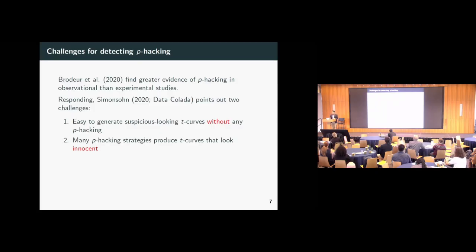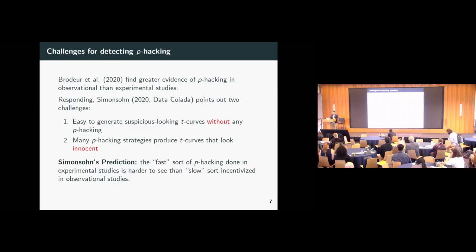The first problem that Simonsohn is pointing out here is that it's actually quite easy to generate very suspicious-looking t-curves without any p-hacking in them. It's easy to make a suspicious-looking t-curve that's actually honest. On the other hand, it's also possible to do the opposite. It's possible to produce a t-curve where there's a lot of very severe p-hacking that nevertheless looks innocent. So these are two challenges with testing for p-hacking.